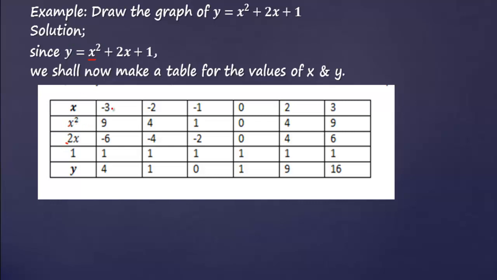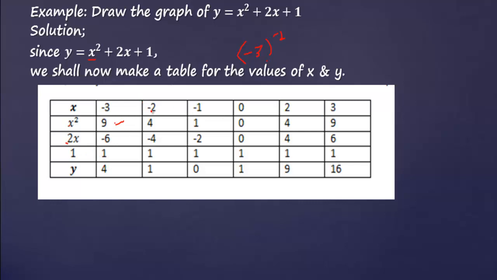For x squared, when x is -3, it means -3 all squared, which is going to turn to minus times minus is plus, and 3 times 3 is 9. You got this one. And then when x is -3, then 2x will now be 2 times -3, which is -6. Are you getting it? But 1 is constant, you write 1. You do it for all the numbers.